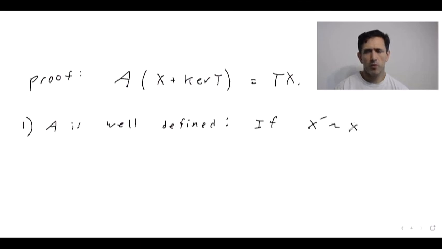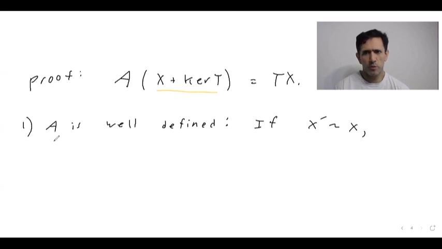So what do we mean by well defined? As usual, we need to prove that this does not depend on the representative of this class underlined here in yellow. This definition here is independent of the representative used to define this class. So in other words, if x prime is equivalent to x, I need to check that A of x prime plus the kernel of T, which is the same class as x plus the kernel of T, gives me the same answer. Let's just check that.